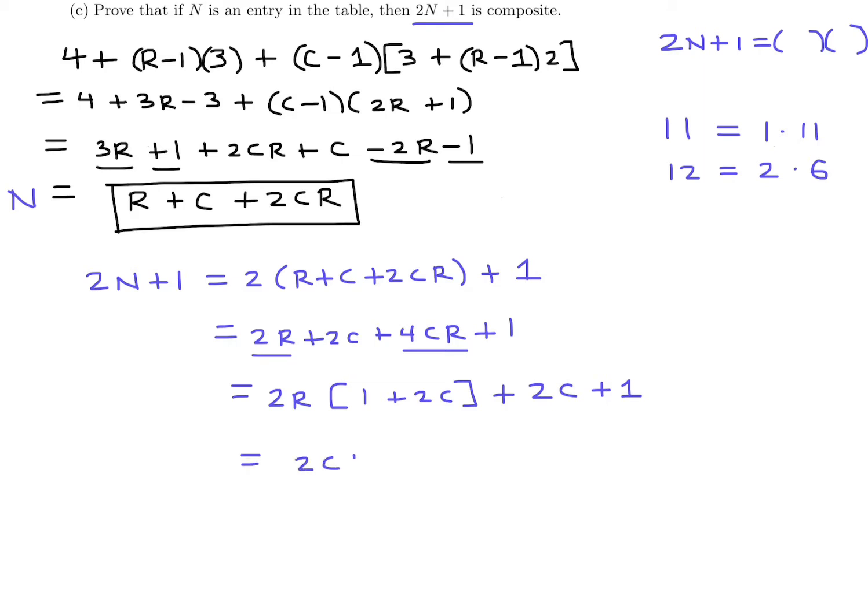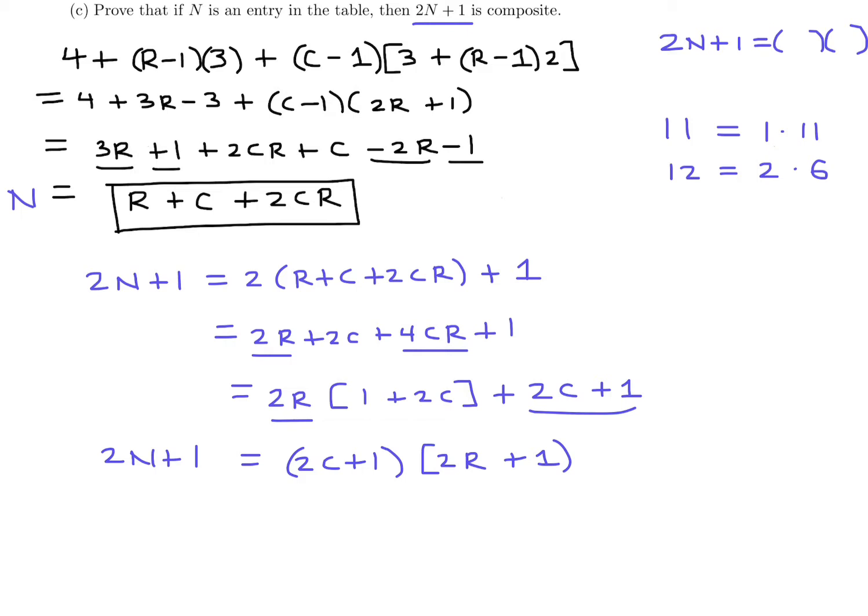All right, well, 2c plus 1 I can factor. From here, I'll just get a 2r. And from here, I'll get 1. So there we go. 2n plus 1 is factored into two numbers.